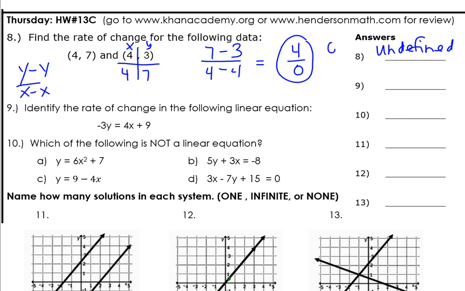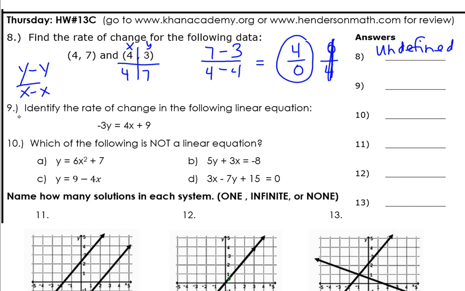A 0 on the top, right? If I have nothing and I give it to 4 people, well, you all get nothing. That's fair. It's possible. Not something you'd want, but it's possible. So 0 in the numerator is 0, but a 0 in the denominator is undefined.